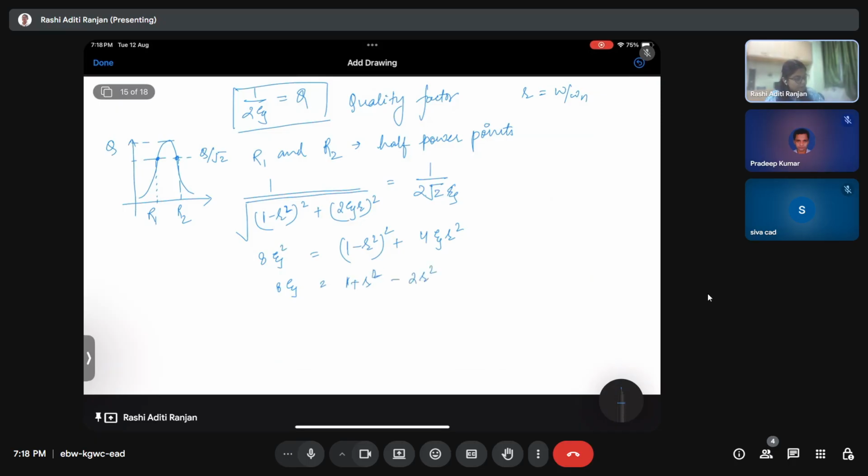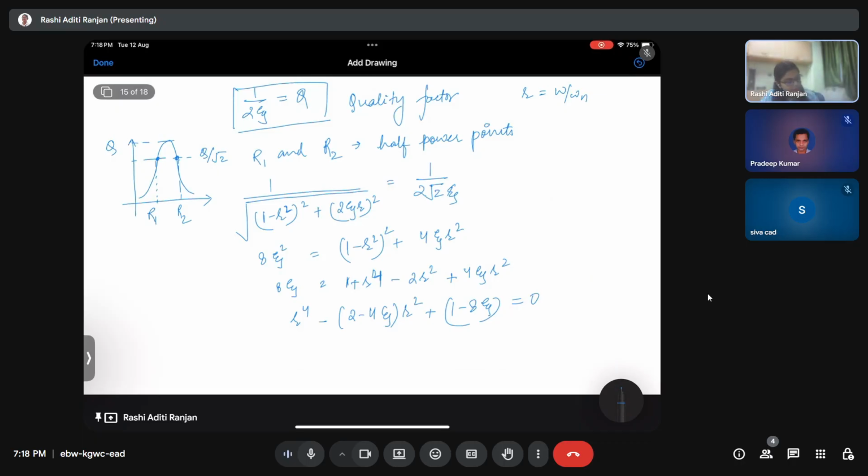Okay, so from here we get 8η² equals 1 + R⁴ − 2R² + 4η²R². So the final equation is R⁴ − (2 − 4η²)R² + (1 − 8η²) = 0. Now if I solve this equation and find out the roots of R, those are going to be the values of R1 and R2.